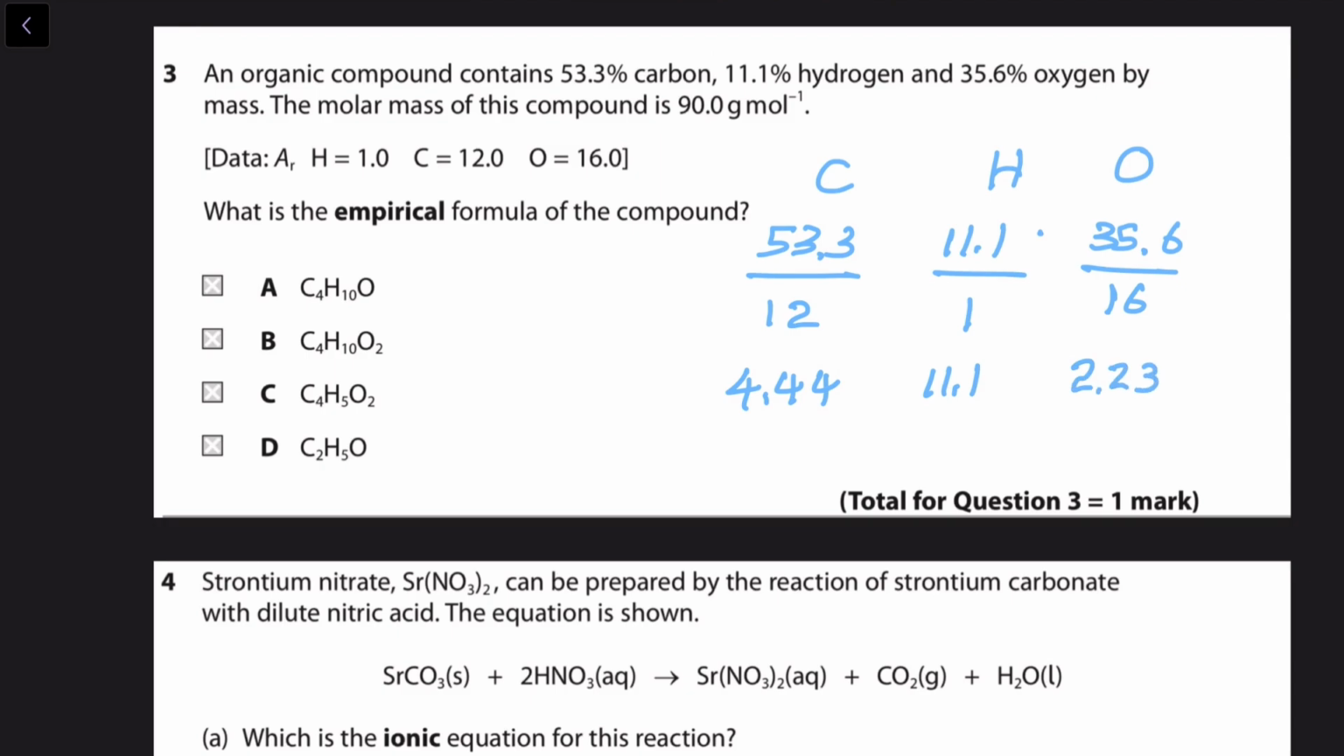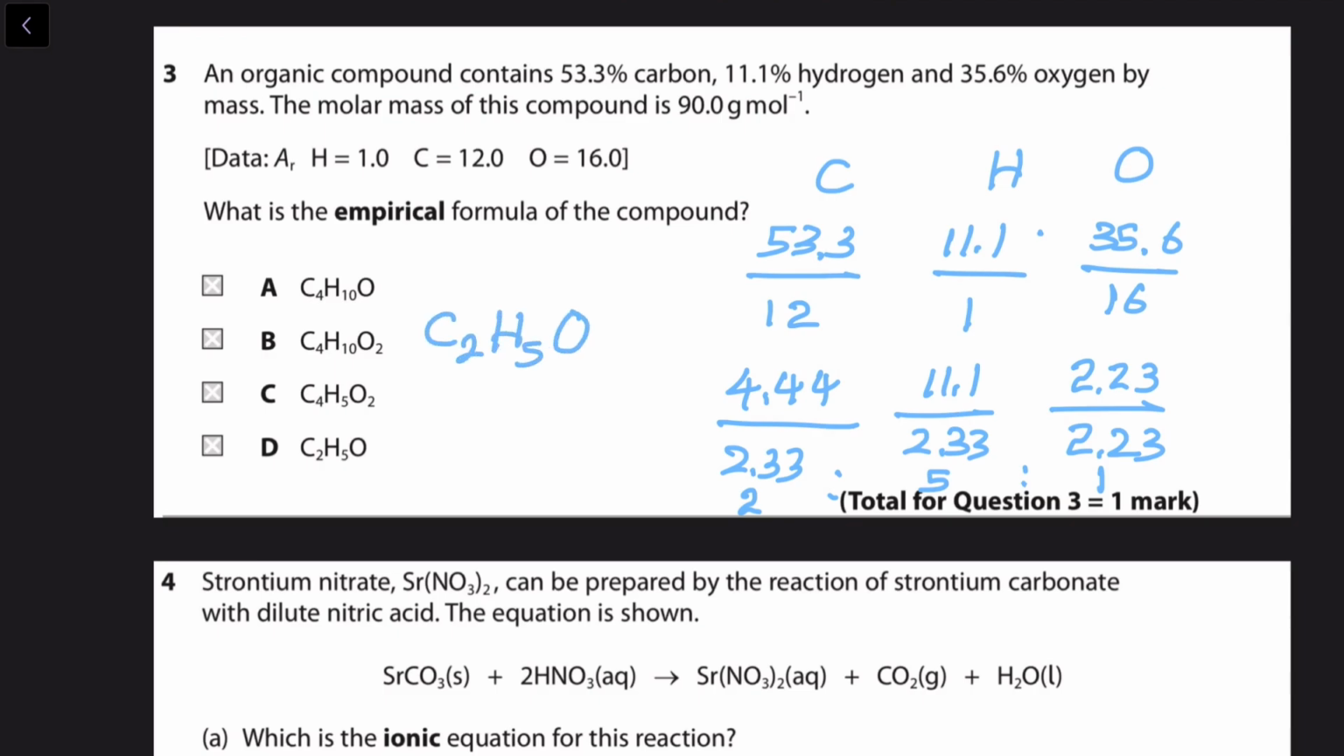Now we have to divide every number by the smallest one, which is 2.23. So divide 4.44 by 2.23, 11.1 by 2.23, 2.23 by 2.23. Then you will get 2 is to 5 is to 1. This is a ratio, the simplest whole number ratio. So the empirical formula is C2H5O. So the correct answer is D.